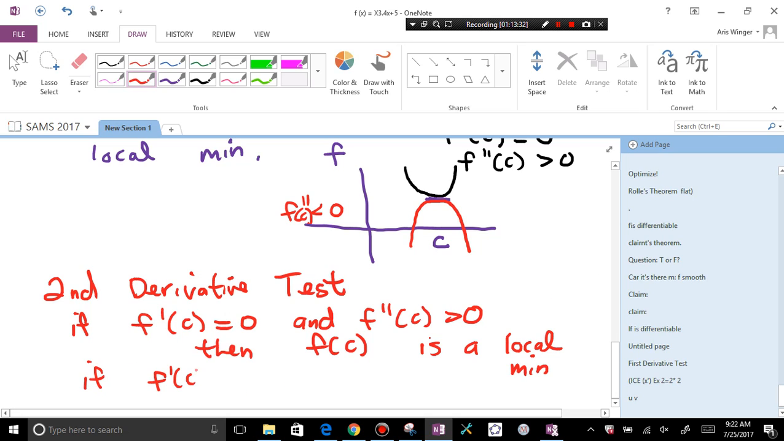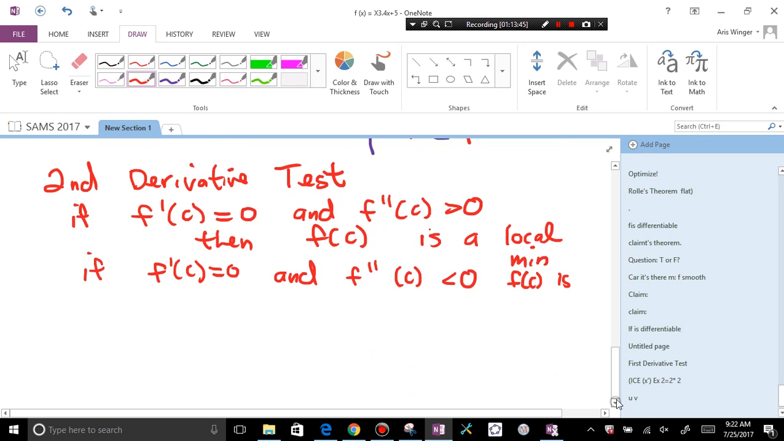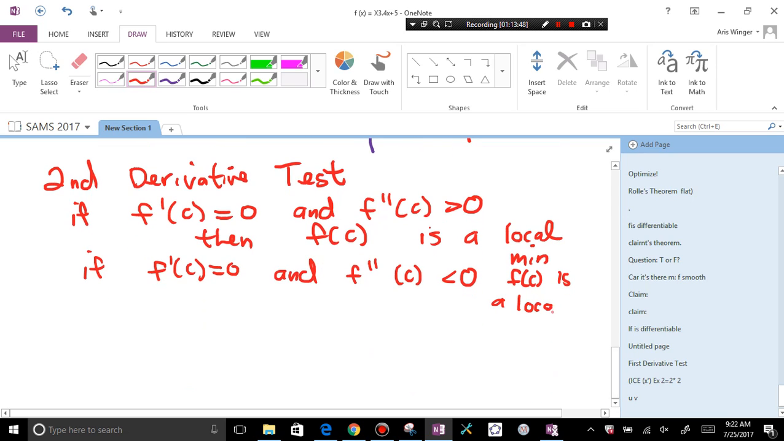If F prime of C is 0 and you look like an upside down U, then you better be at the top. That's the street version. That's the second derivative test. F of x equal to, we'll do this in a couple ways.